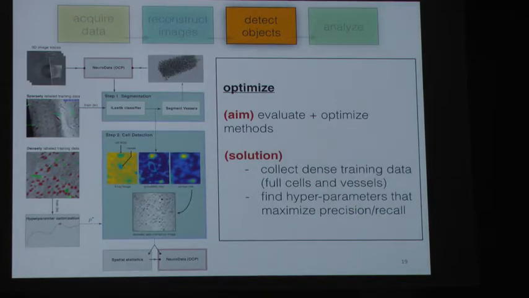Okay, so after we've gone through the steps of segmentation and also cell detection, the next step is to be able to optimize our methods. In order to do that, we collected a number of dense training data sets that were used to validate our methods and also to tune hyperparameters. And then we have some brute force search, as well as some more sophisticated search algorithms, to tune the hyperparameters in order to maximize precision and recall of these segmented volumes.